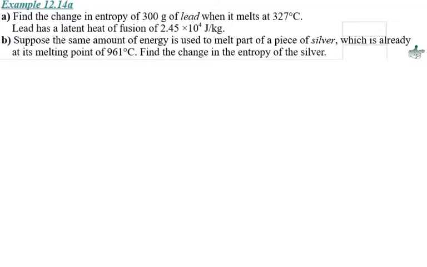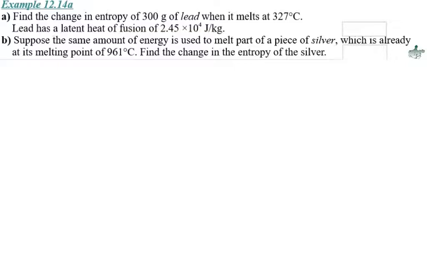Let's look at some questions where we can use the formula for entropy to do some calculations. Find the change in entropy of 300 grams of lead when it melts at 327 degrees Celsius. Lead has a latent heat of fusion of 2.45 times 10 to the 4th joules per kilogram. Suppose the same amount of energy is used to melt part of a piece of silver, which is already at its melting point of 961 degrees Celsius. Find the change in the entropy of the silver.